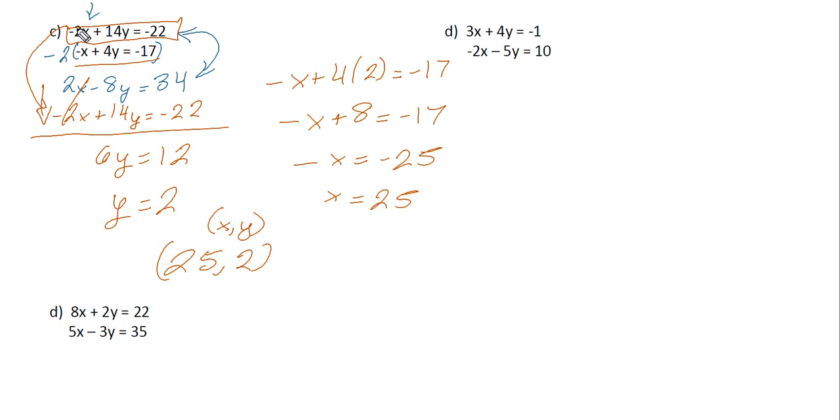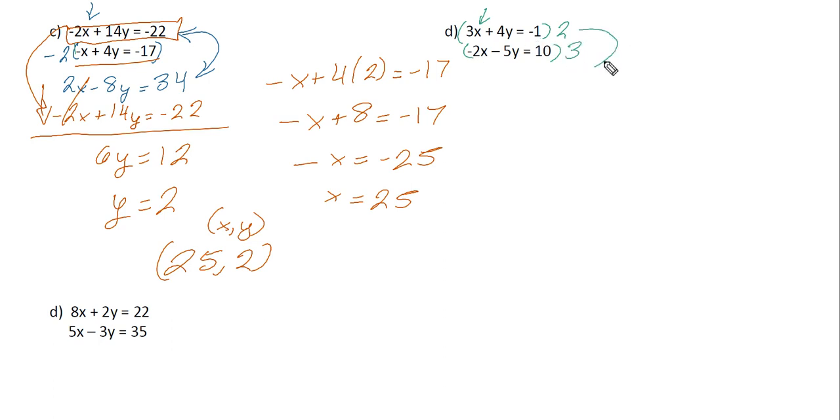Right here, 2 is a multiple of 1, so this is pretty easy to figure out what to multiply by to create a set of opposites. If we don't have that here, remember, we can always create a set of opposites by just multiplying them by each other. So if we shoot for getting rid of the x's here, 3 times 2 is 6. If we multiply this equation by 2, we'll get 6x. But then we've got to get a negative 6x. So 3 times negative 2 would give us negative 6x.